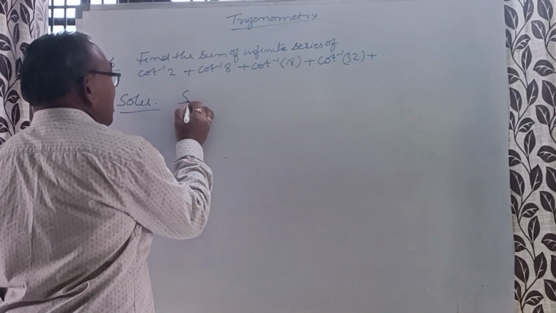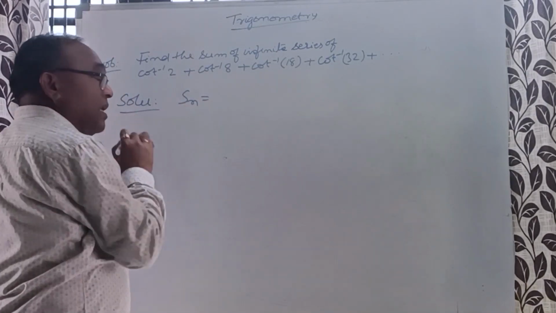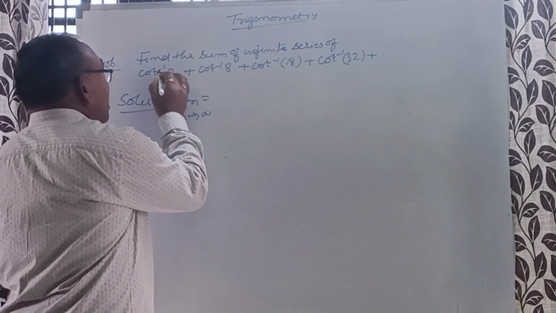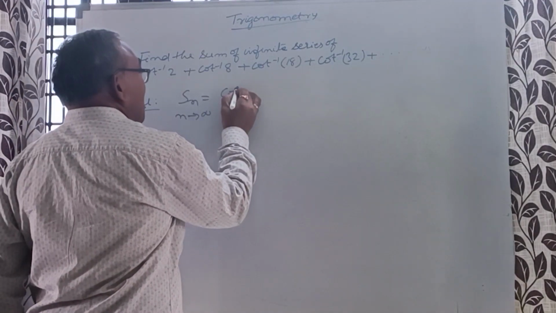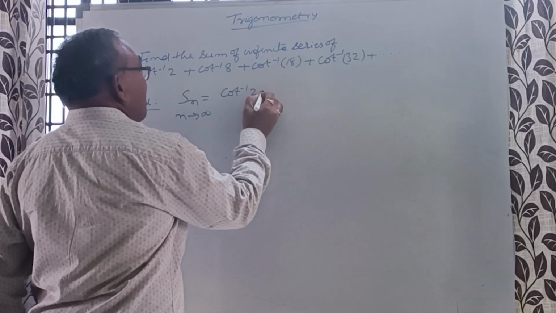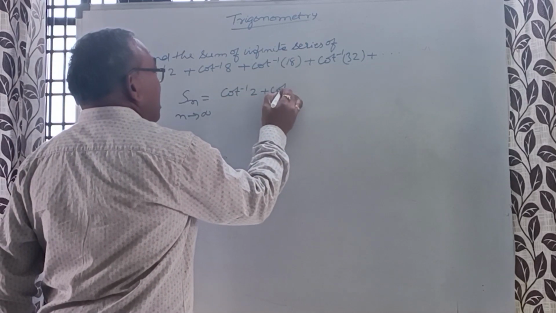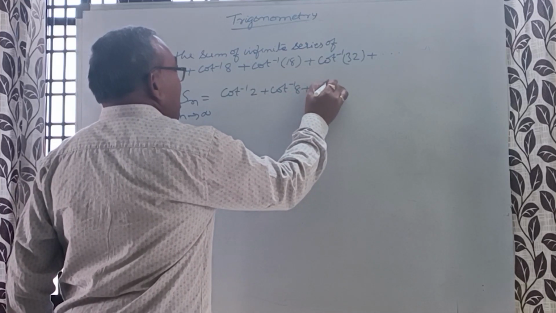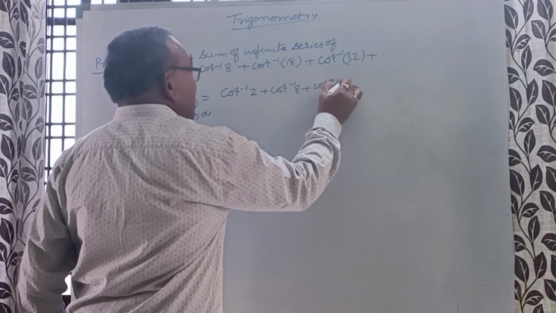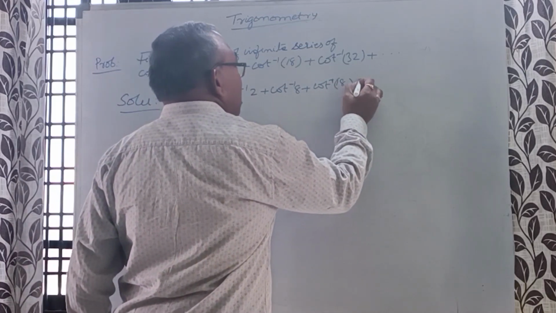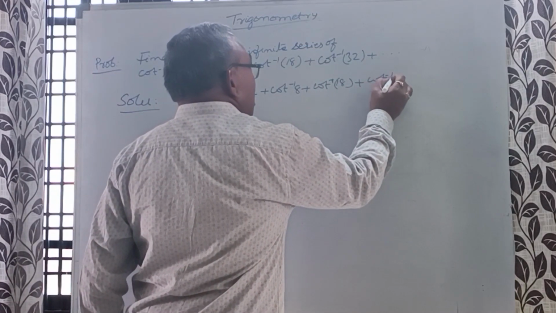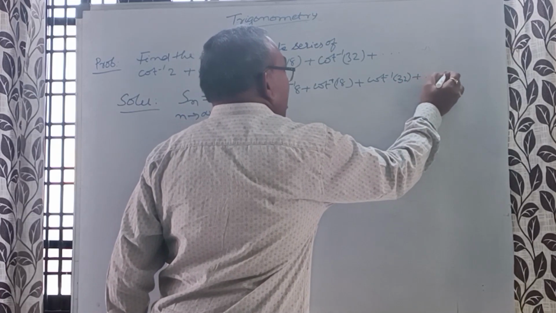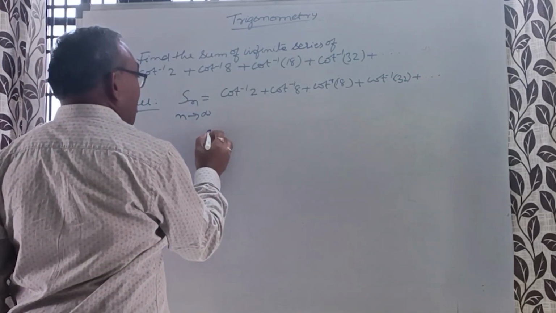For that you put S_n, n tends to infinity. So, cot inverse of 2 plus cot inverse of 8 plus cot inverse of 18 plus cot inverse of 32 and so on.